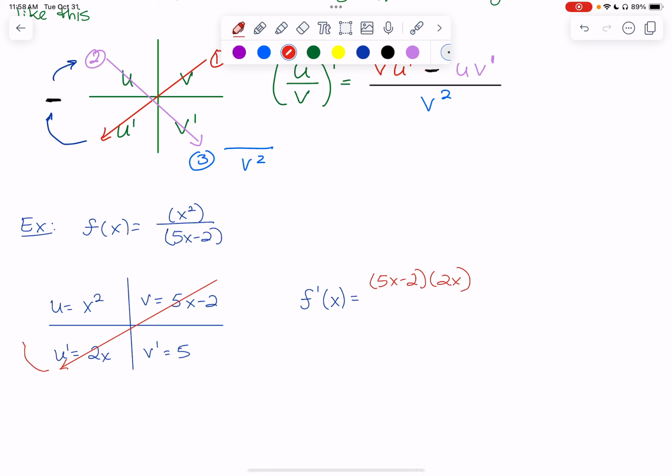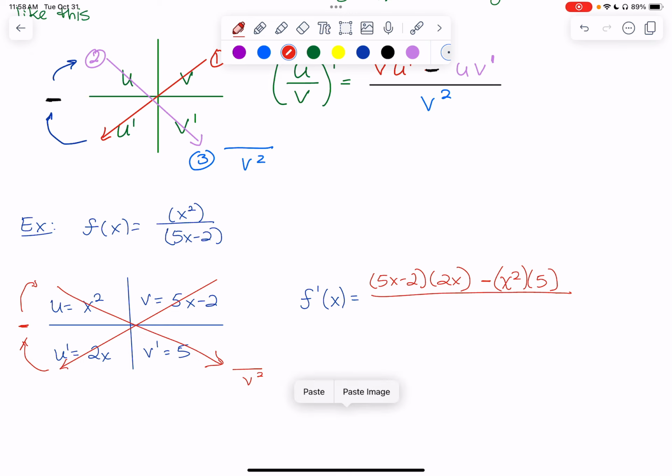And now as I go up, remember, because I'm dividing these two, I have to subtract. So I'm going to subtract there. I'm coming up this direction. I'm going to go across here. And I'm going to have x squared times a 5. And then I'm going to divide all of this by my v squared. So I'm going to divide by my 5x minus 2 squared.